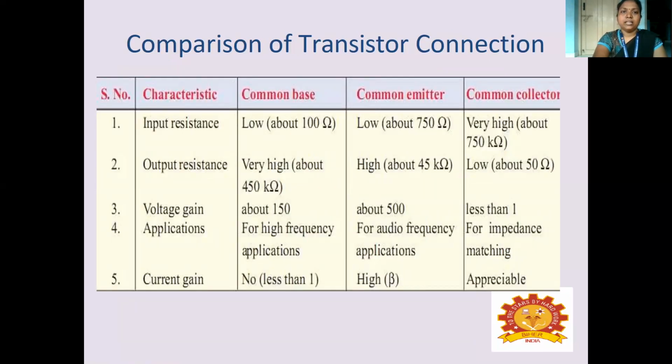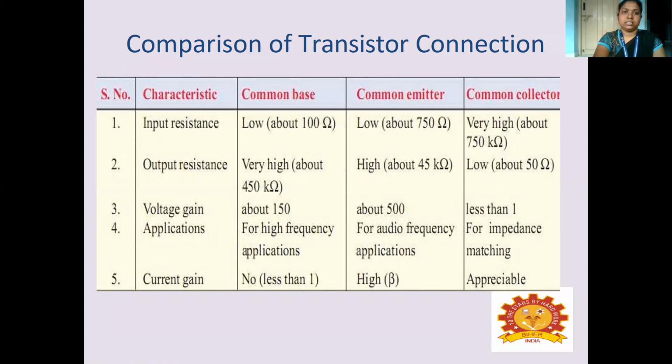And finally comes the comparison of transistor connections. So now we have studied three different configurations: common base, common emitter, and common collector. This comparison is very important at various points. We are going to compare input resistance, output resistance, voltage gain, current gain, and applications, everything.